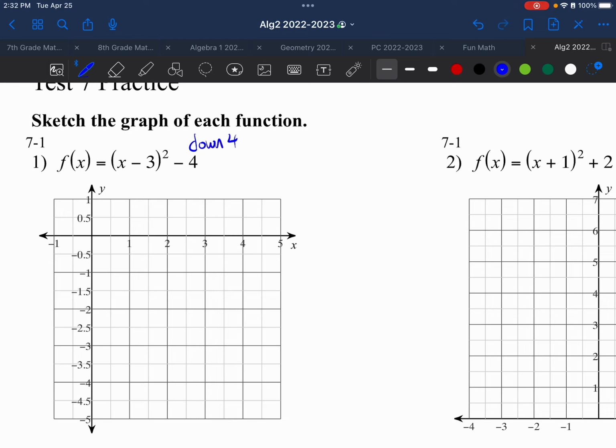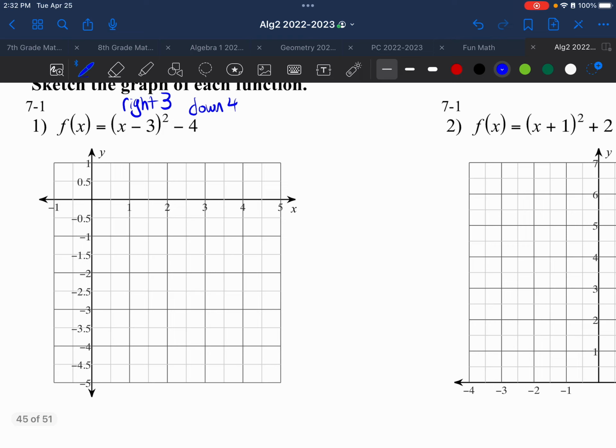And when it's inside of the parentheses or anything next to an x, very commonly it's the opposite. So normally you'd think, oh, that's left 3, but it's the opposite. So it's going to be actually right 3. So that's going to be the vertex. You go right 3, down 4. Right 3, down 4 is our vertex right here.